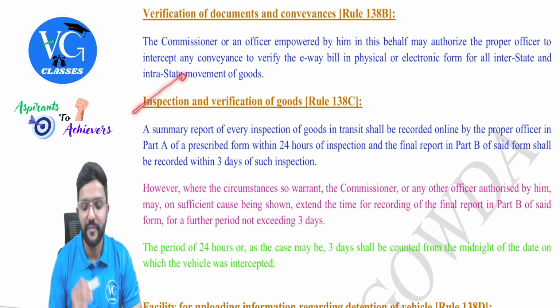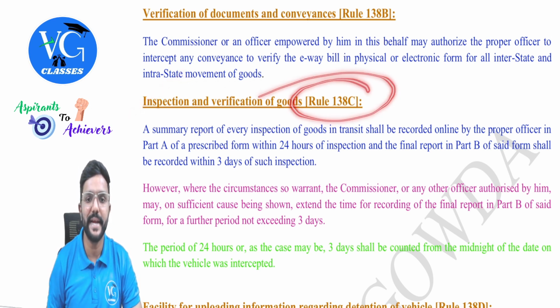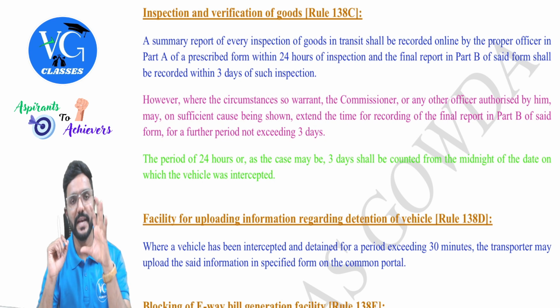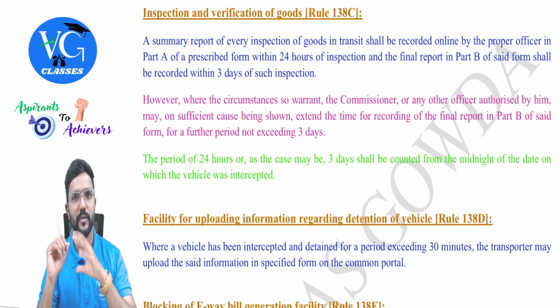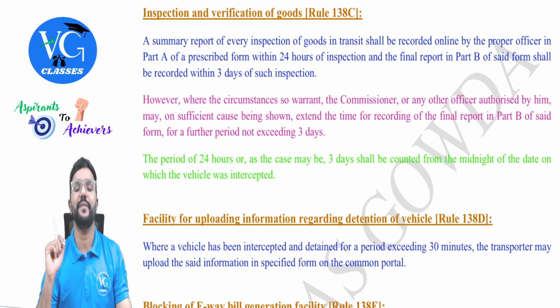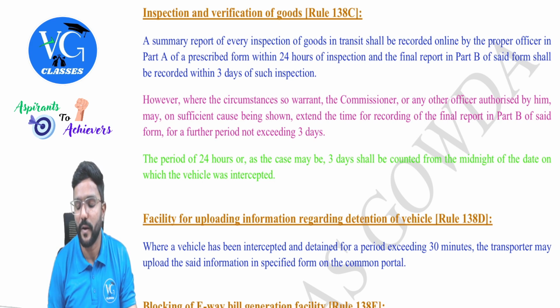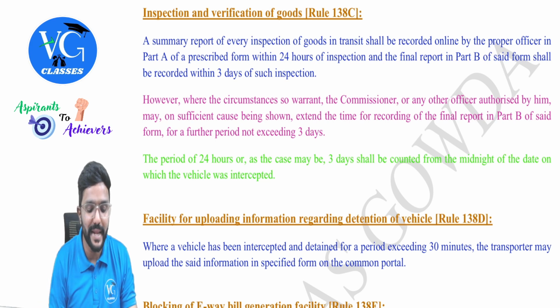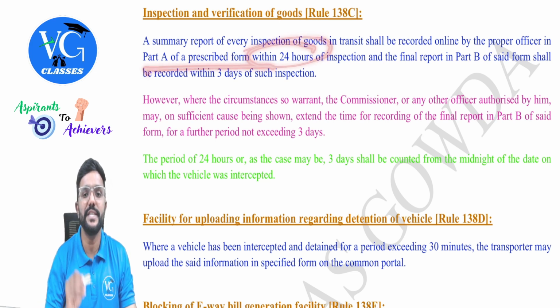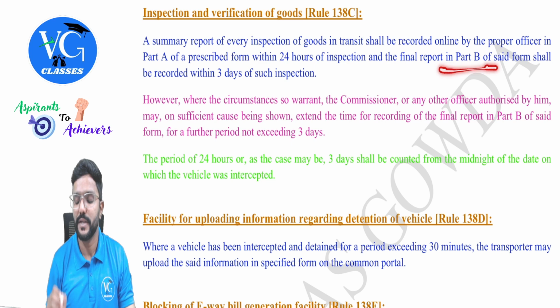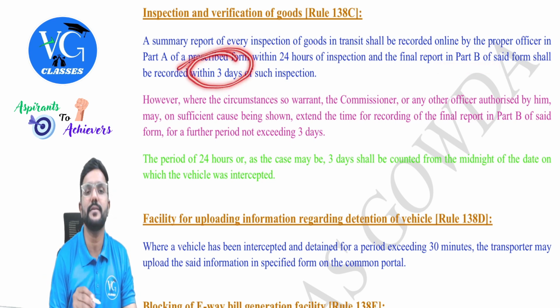Next, inspection and verification of goods as per rule 138C. A summary report. Once the vehicle or conveyance has been intercepted and verified, the proper officer has to give the details of that verification on the GST portal. A summary report of every inspection of goods in transit shall be recorded online by the proper officer in Part A of the prescribed form within 24 hours of the inspection, and the final report in Part B of the said form shall be recorded within 3 days of such inspection.